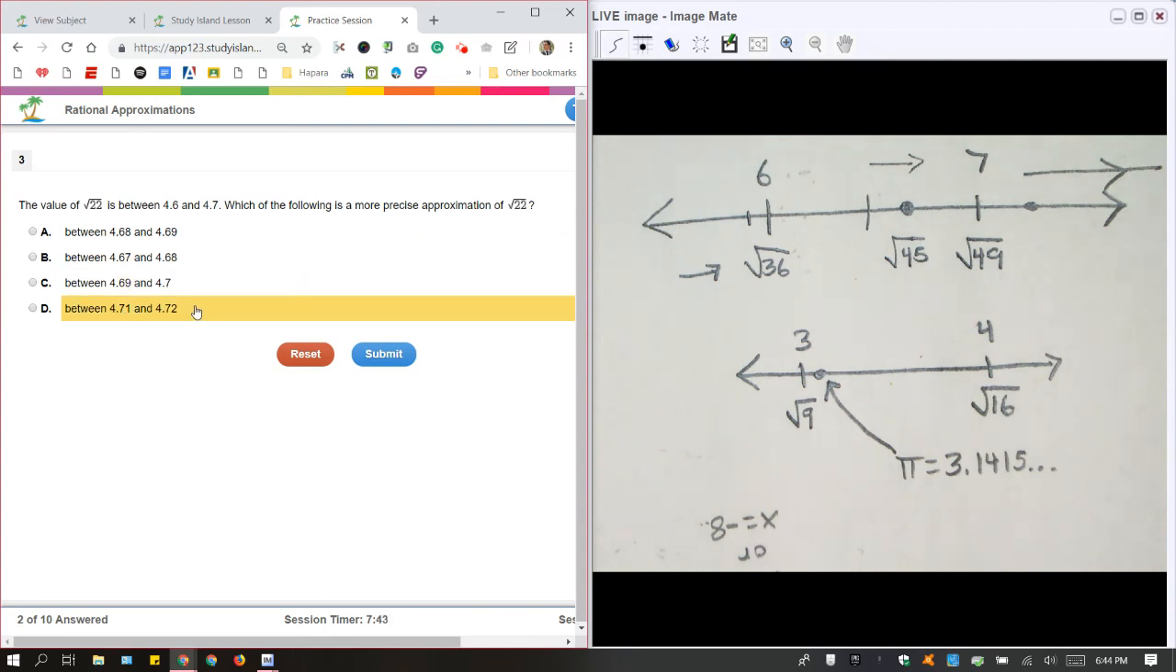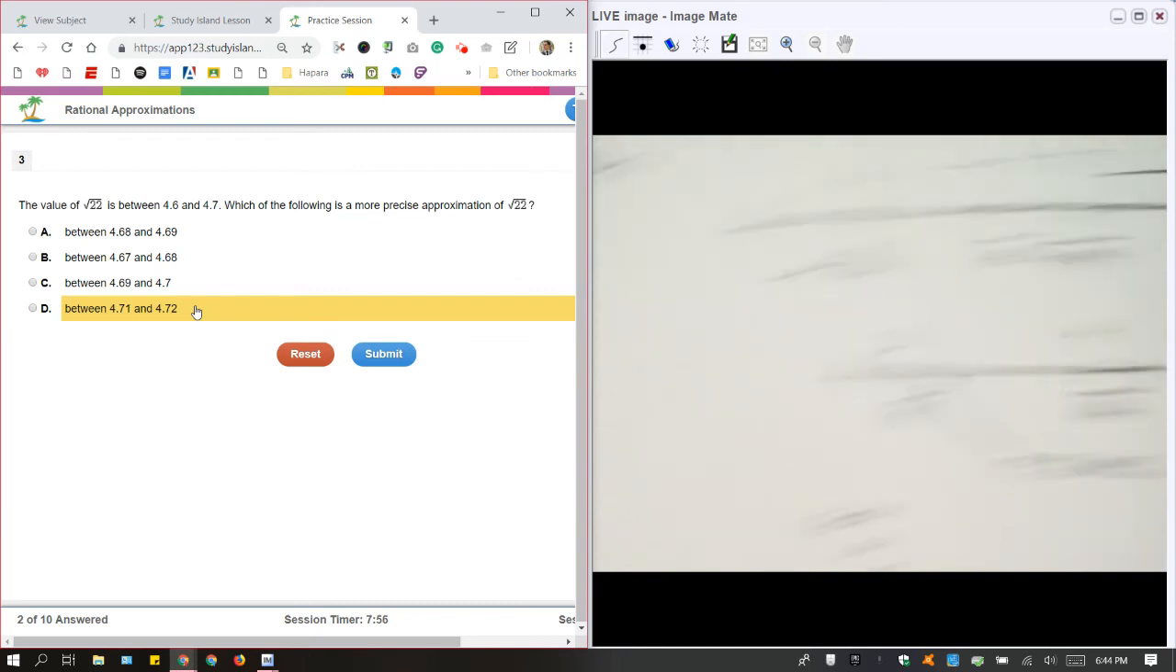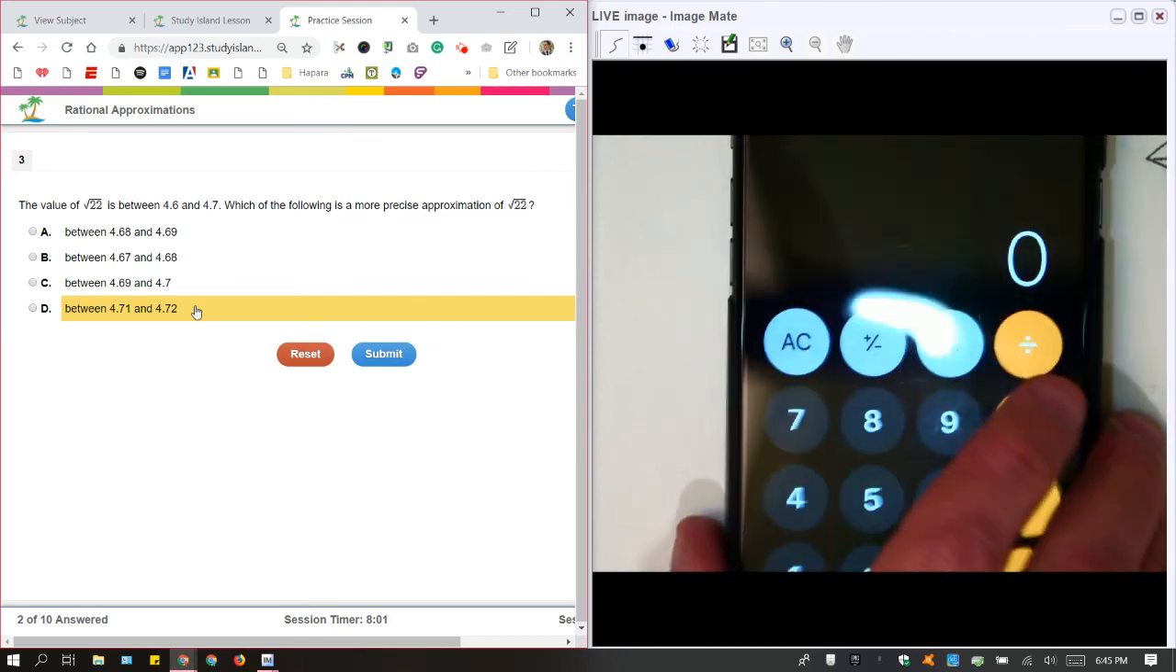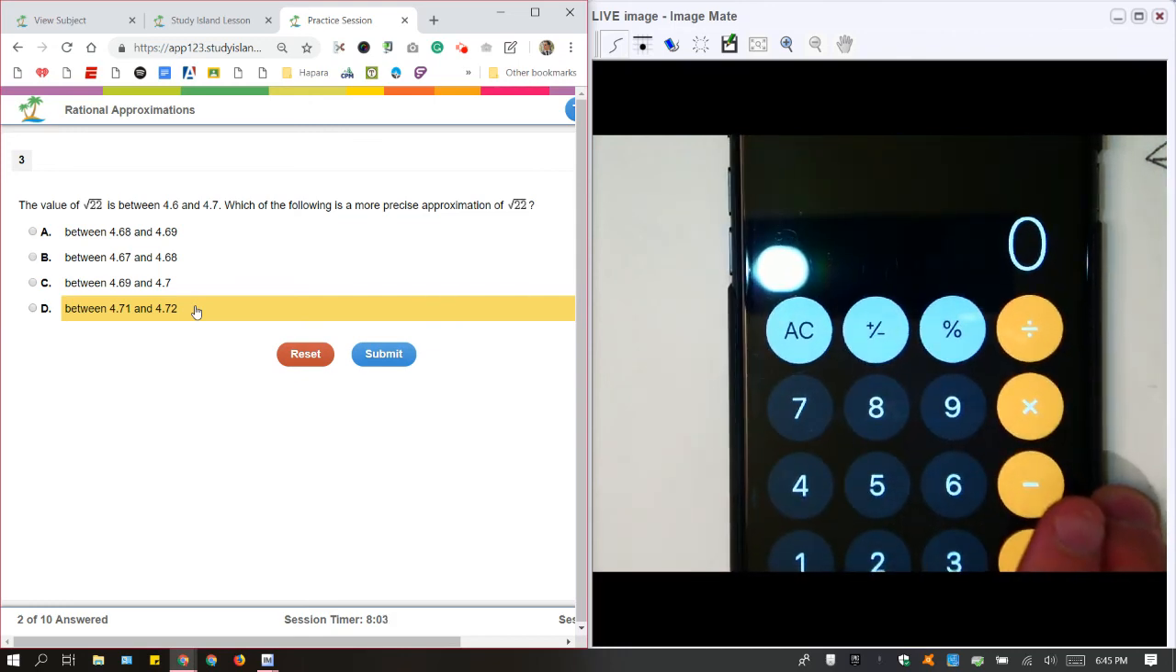Now, you can kind of cheat on this, and you can just plug in what is the square root of 22. But what I want to do is show you how they expect you to be able to do it. And I'm going to take a calculator out here, and I'm going to show you how to perform this operation. So here's a calculator. Good old iPhone calculator. So here we go.